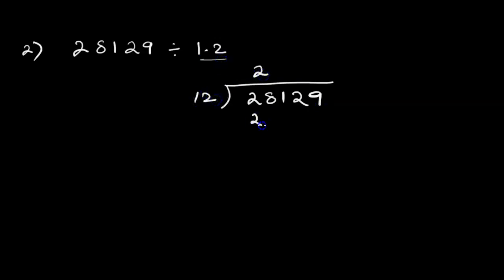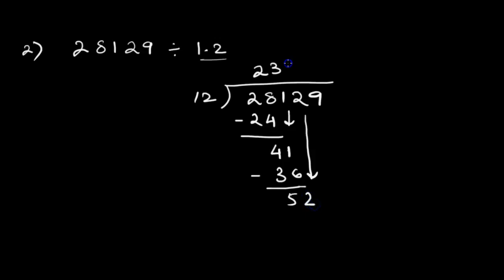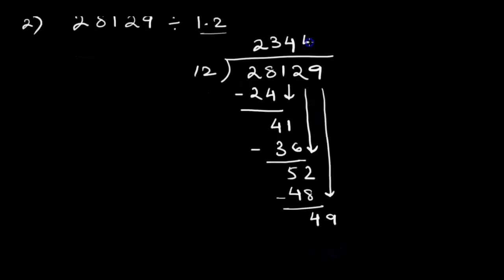12 times 2 is a 24. If you do not know the table of 12, you can use your calculator. When we subtract 28 and 24, we get a 4. We bring this 1 down. 12 times 3 is a 36. We subtract 41 and 36, we get a 5. Then we bring this 2 down. We get 12 times 4 is 48. Subtract 52 and 48, we get a 4. We bring this 9 down. We know 12 times 4 is a 48 again, and we have a remainder 1.